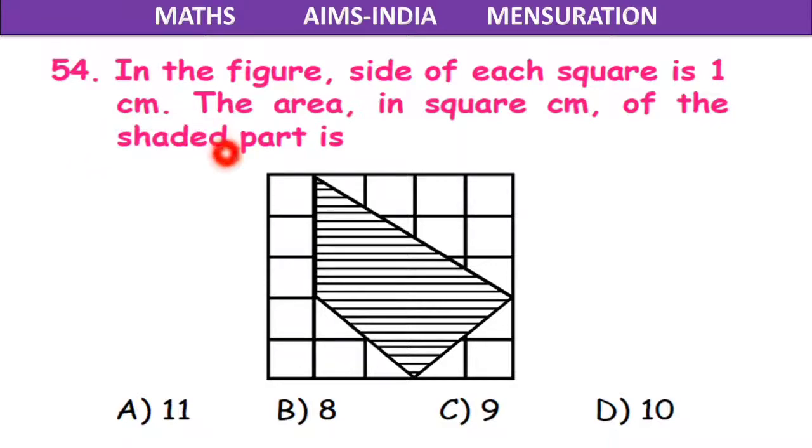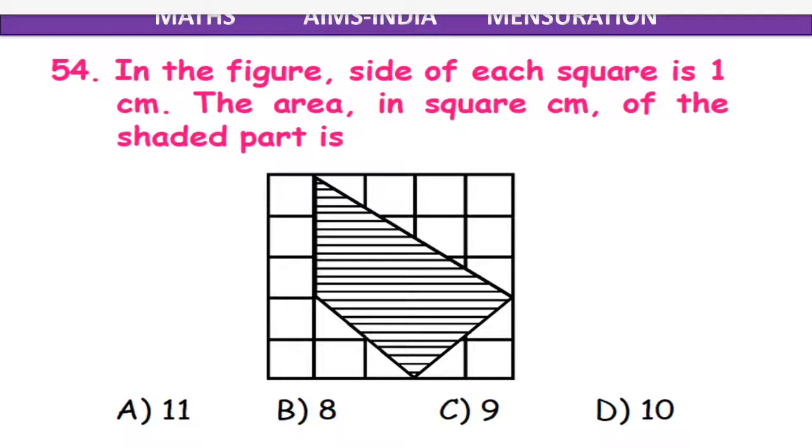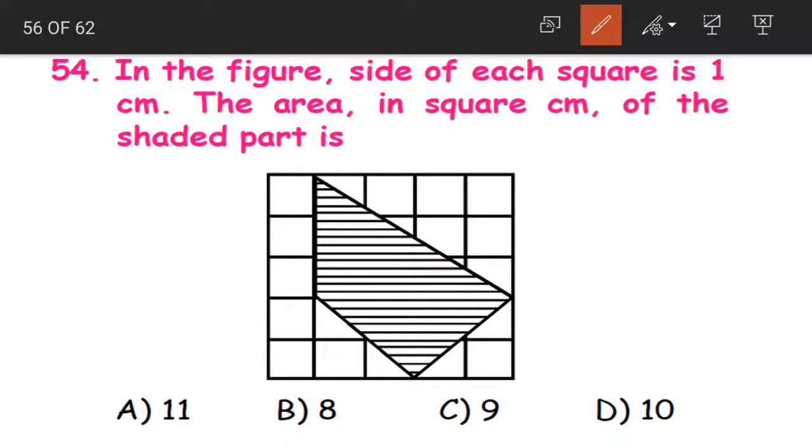Next question 54. In the figure, side of each square is 1 centimeter. The area in square centimeter of the shaded part is dash. We have already done such type of questions. So first let us make it into squares. What are the number of complete squares here? We have 1, 2, 3, 4, 5, 6. We have 6 complete squares.